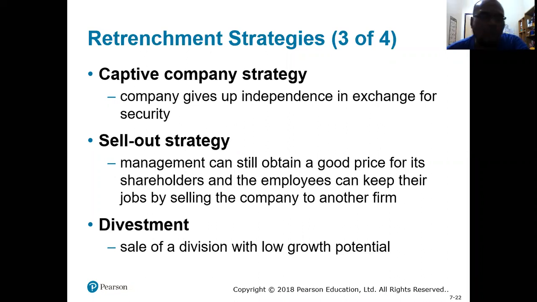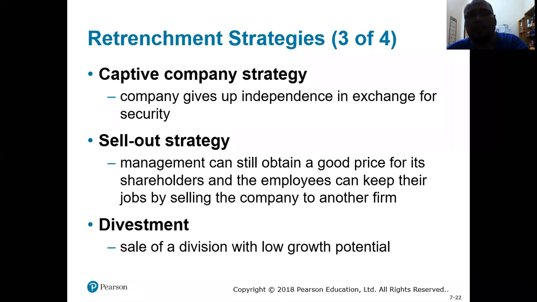Now the smaller firm becomes part of the buying firm. So for example, company A and company B. B buys A, for example. Now A no longer exists. All the staff, all the workers of company A now become the staff and workers of company B. That is what we call sell out strategy.